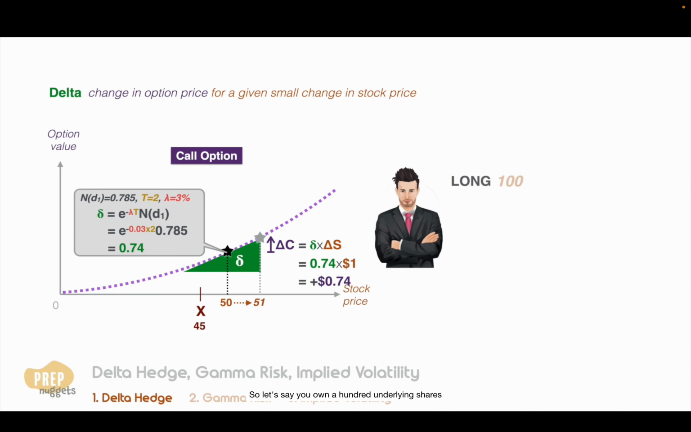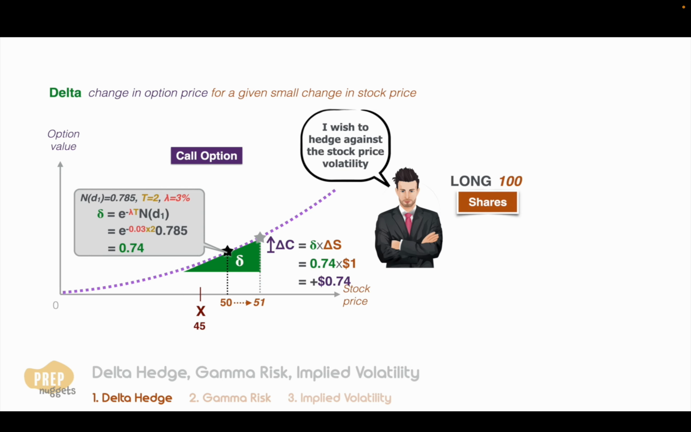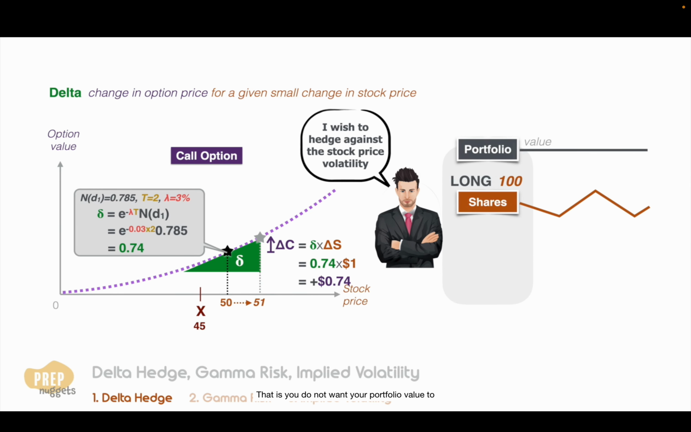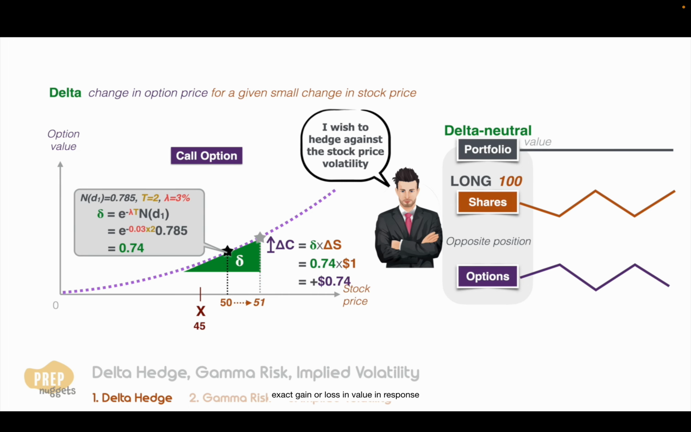So let's say you own 100 underlying shares and you wish to hedge against the volatility of the stock price. That is, you do not want your portfolio value to fluctuate as the stock price changes. What you can do is to create a delta-neutral portfolio that is a combination of stock component and an opposite position in options that replicates the exact gain or loss in value in response to stock price fluctuation. Since you are long stock, you should be shorting N units of options. Let's learn how to determine this number.